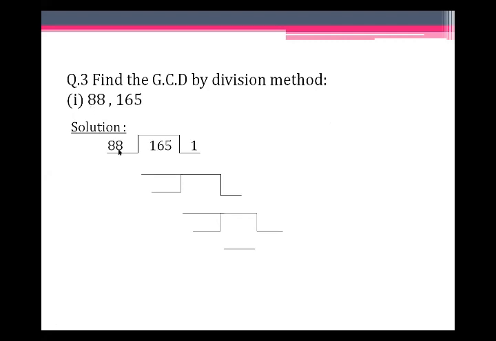So here we start our solution and we write 88 as a divisor and 165 as a dividend. So here 88 multiplied by 1, then we get 88. 88 is subtracted from 165, then we get 77.